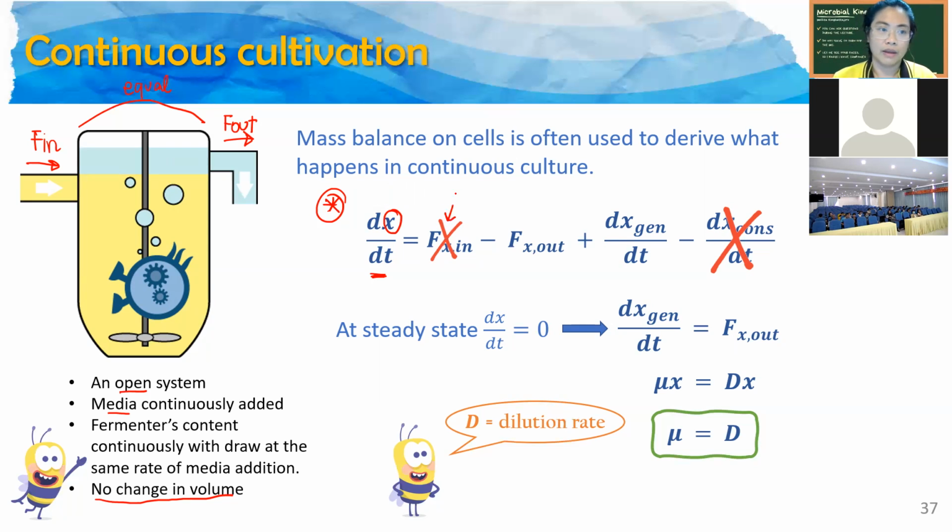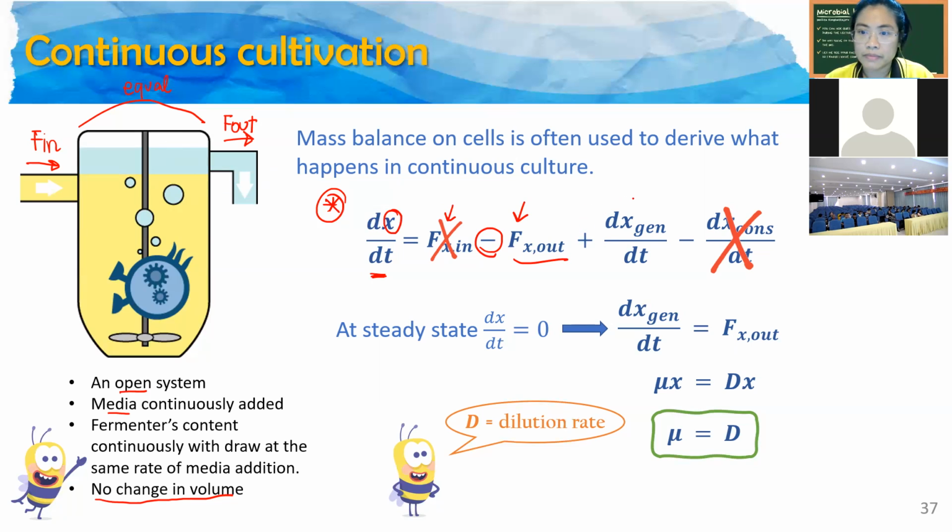But once the substrate goes into the fermenter, there are cells in the fermenter. So there are cells growing in the fermenter. That means that when you draw the content of the fermenter out, you have the cells out of the fermenter as well. So that is why you have the Fx out with the negative sign, because you're drawing something out from the fermenter. You're drawing biomass out of the fermenter, to be exact.